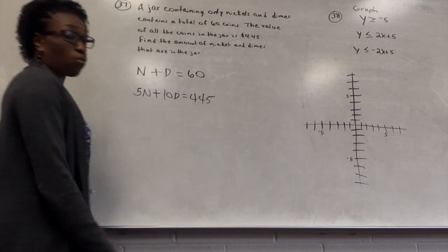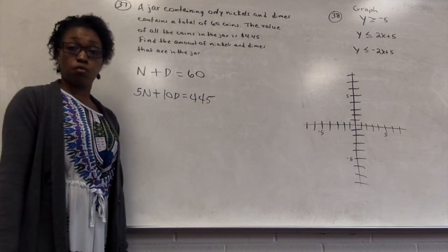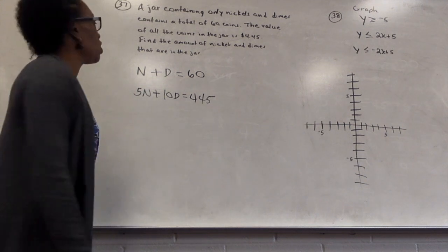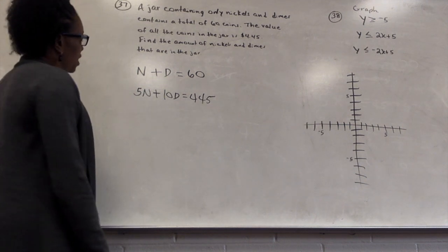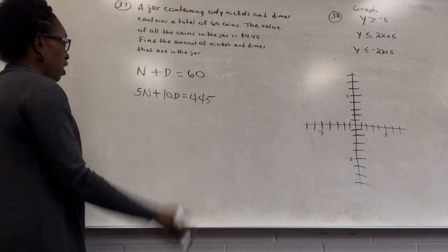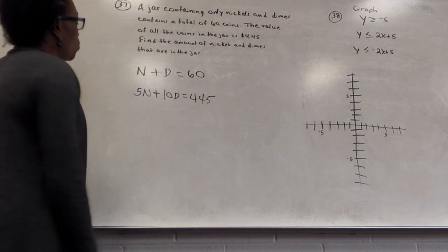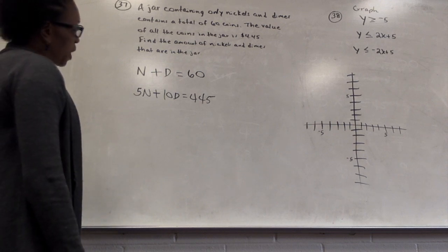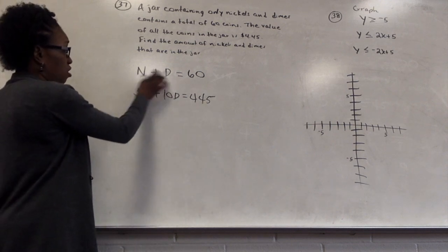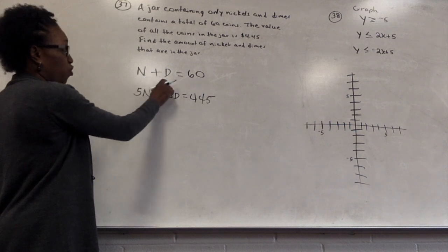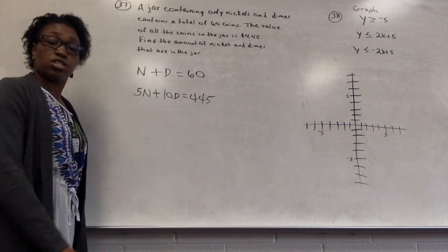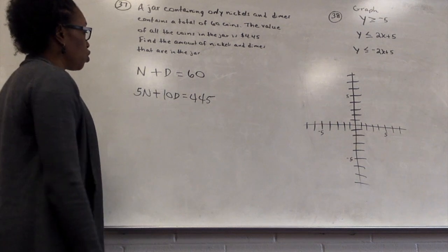Now, if you like to work with decimals, you can keep it in decimal form and you'll get the same answer. Now what I'm going to do is I see that I have 2 equations and they're set up in standard form. So I'm going to do the elimination method. You could solve the top one for either your nickel or your dime and do substitution.